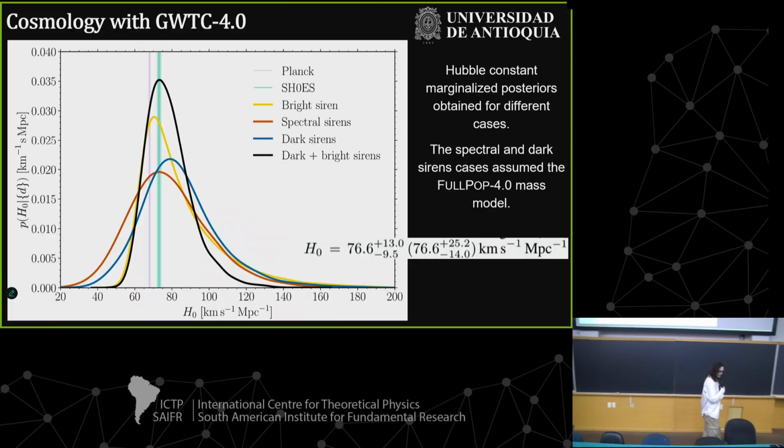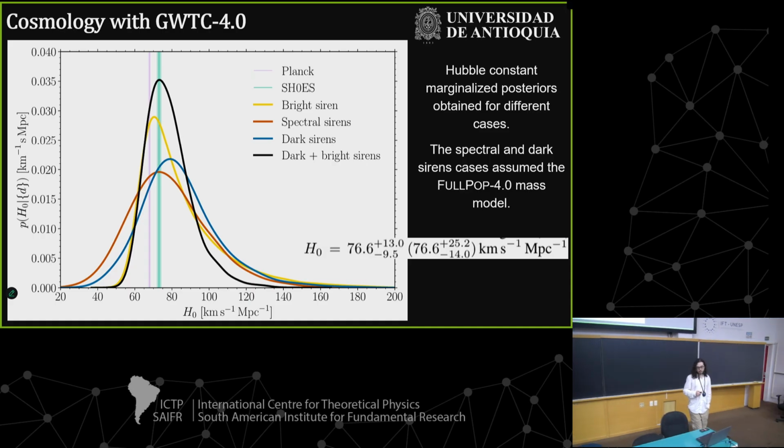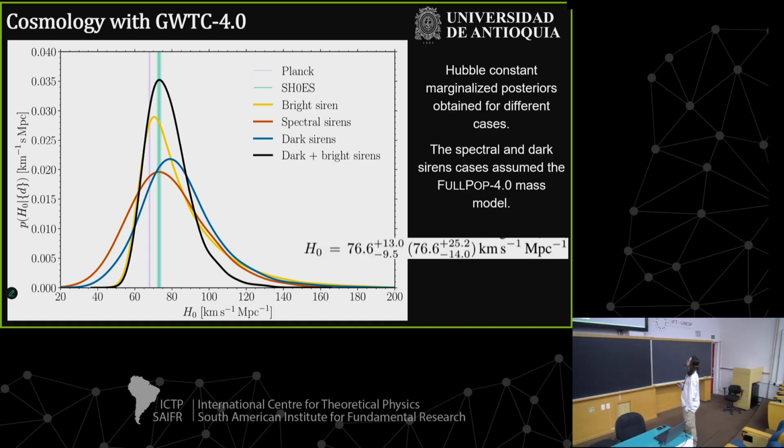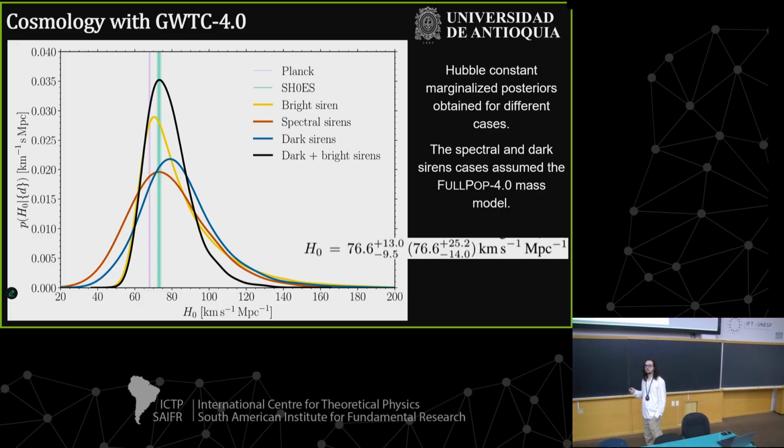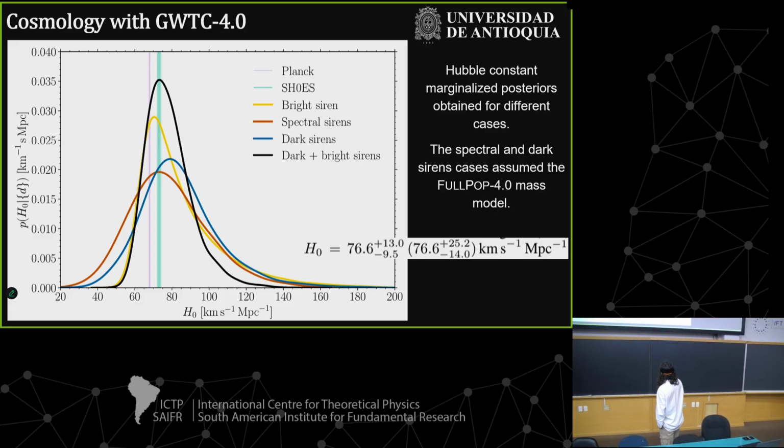Okay, now this is one of the main results presented in this paper, and this is the estimation of the Hubble constant. This is the marginalized posterior for this parameter for these different cases. So the yellow one is the bright siren, and as I mentioned many times here, there is only one bright siren so far, which is GW170817. This is the posterior that you can get with that event.